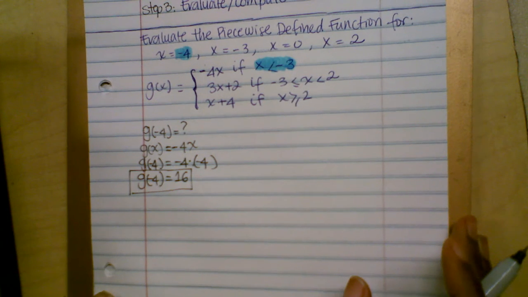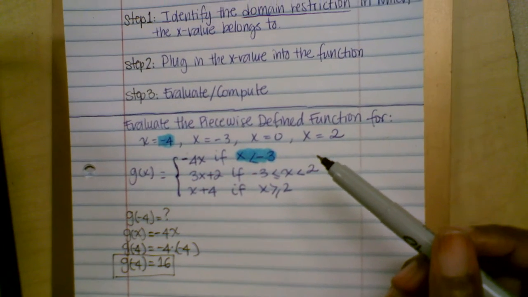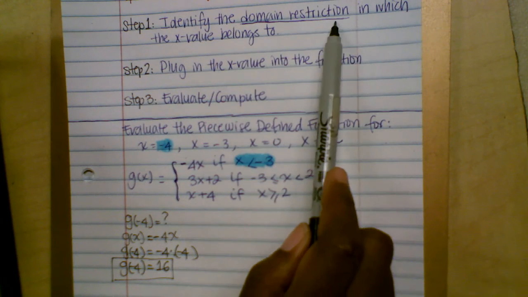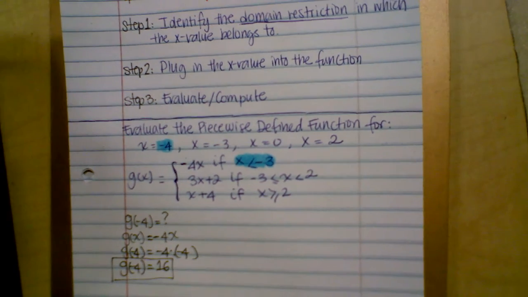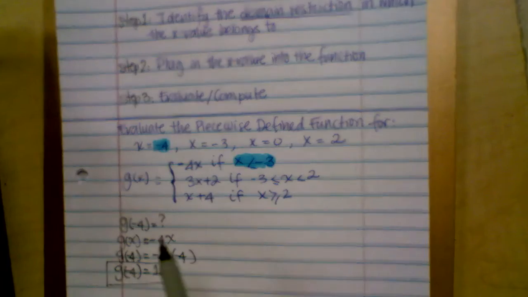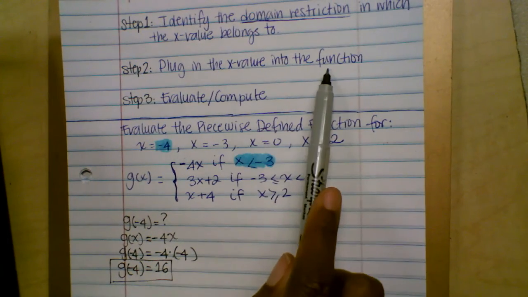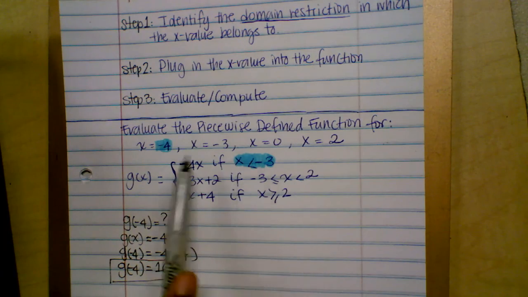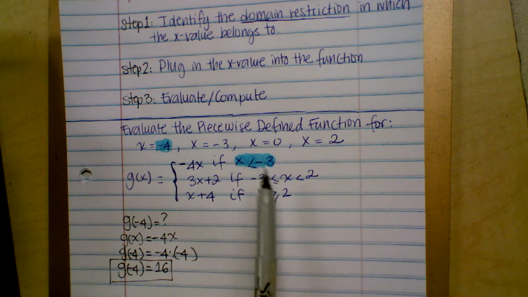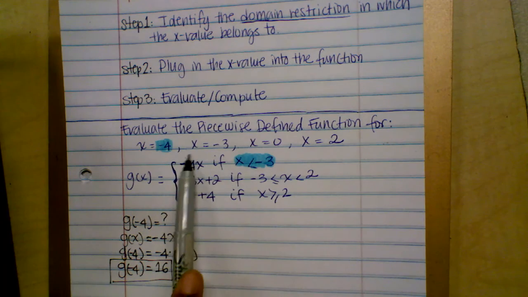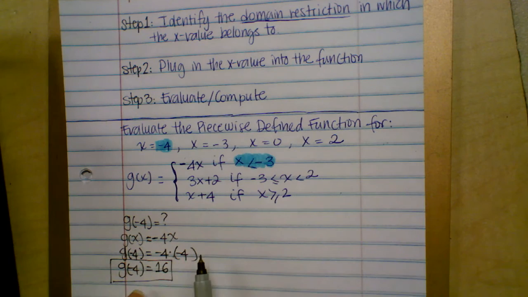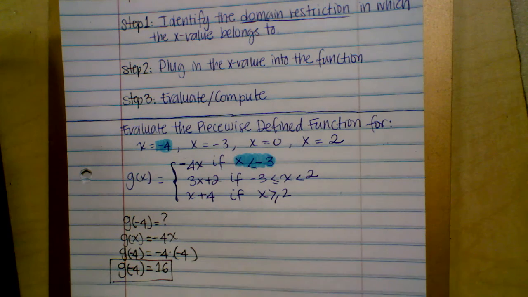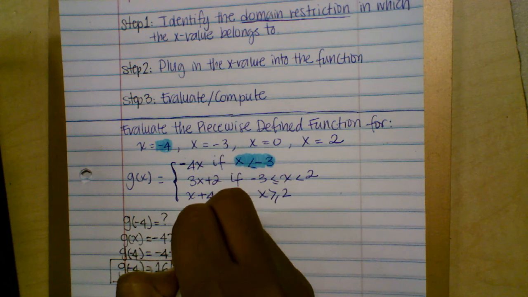So how do we evaluate? First, step 1, we want to identify the domain restriction in which the x value belongs. Okay, now step 2, you want to plug in the x value into the function. So we know that the -4 belongs to this domain restriction. Then you're going to use that function, which is -4x, and replace the x by its value, which is -4. Then you find that g of -4 is 16. So now we're going to move on to the next one.